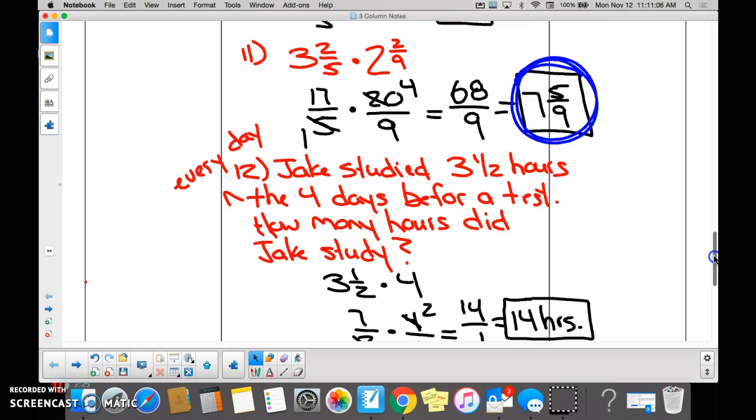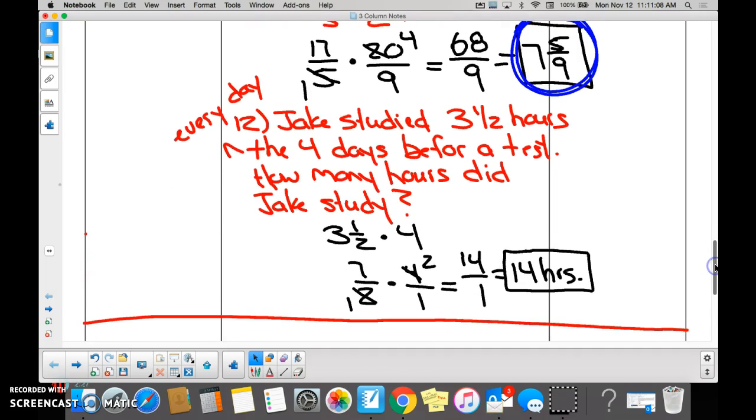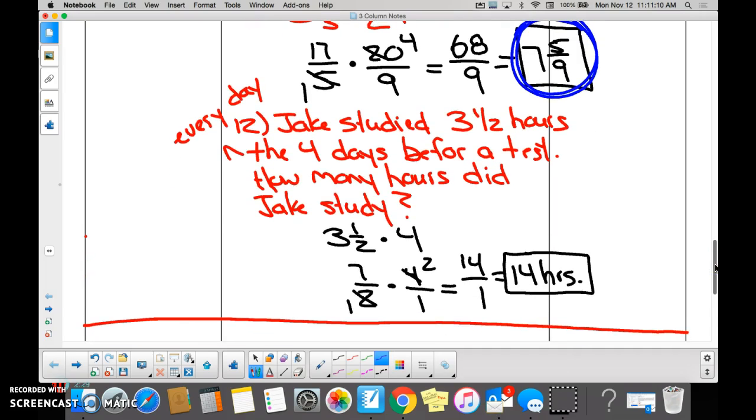Number 12 is a great example for you to take a look at. We had 3.5 times 4, we converted to 7/2, and we put 4, because we're multiplying by 4, as 4 over 1, just to make sure we have a numerator and denominator being accounted for. Questions, comments?